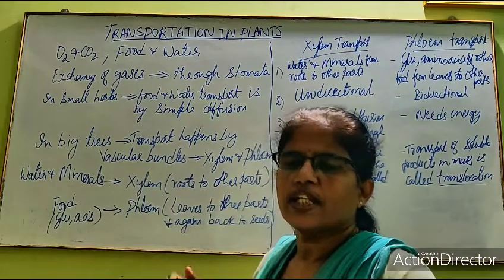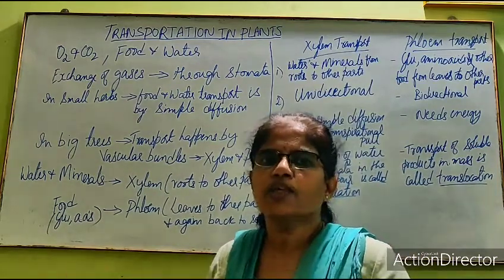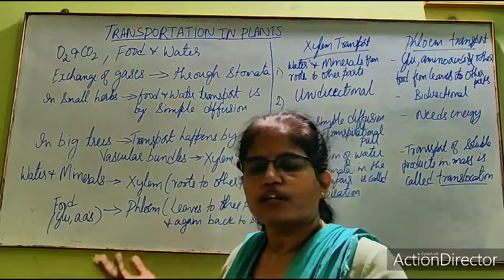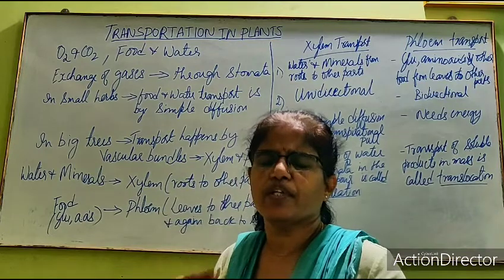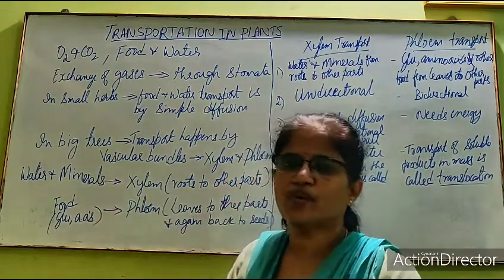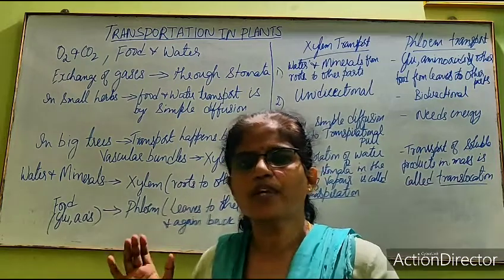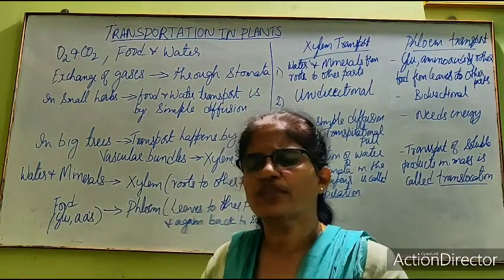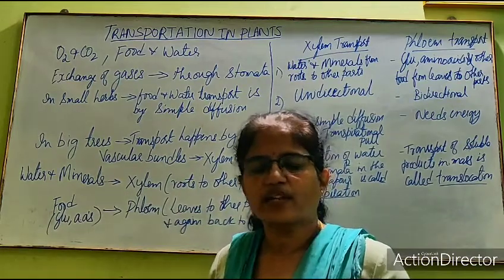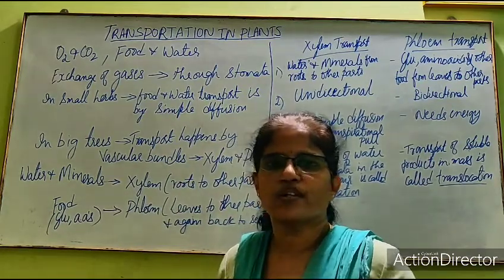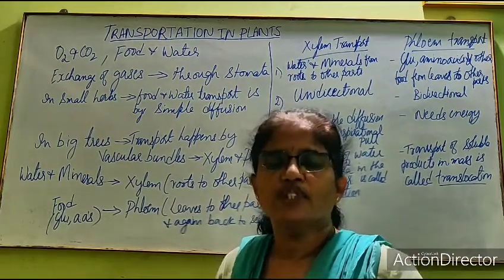Now let us see, in small shrubs like grass or small plants, movement of water or food is by simple diffusion. It just moves by diffusion because it's a very small plant. Whereas in trees, it's not so. Trees are very big, and just by simple diffusion, just by movement, it can't flow. Either water or food cannot move to that extent by itself. So there is a process.